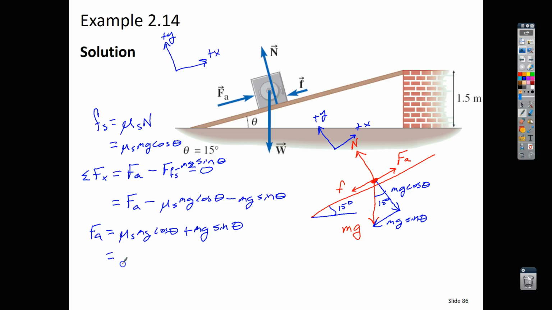Our mu s here is 0.42. The mass is 510. Gravity is 10. We're going to do cosine of 15 plus, and then we're going to do this again, 510 times the sine of the angle, which we said was 15 degrees. So let's go ahead and do that math, see what we get. And we get about 3389 newtons. And so that's the applied force that we have to have at least. It needs to exceed this actually to get that safe to start moving up the incline.